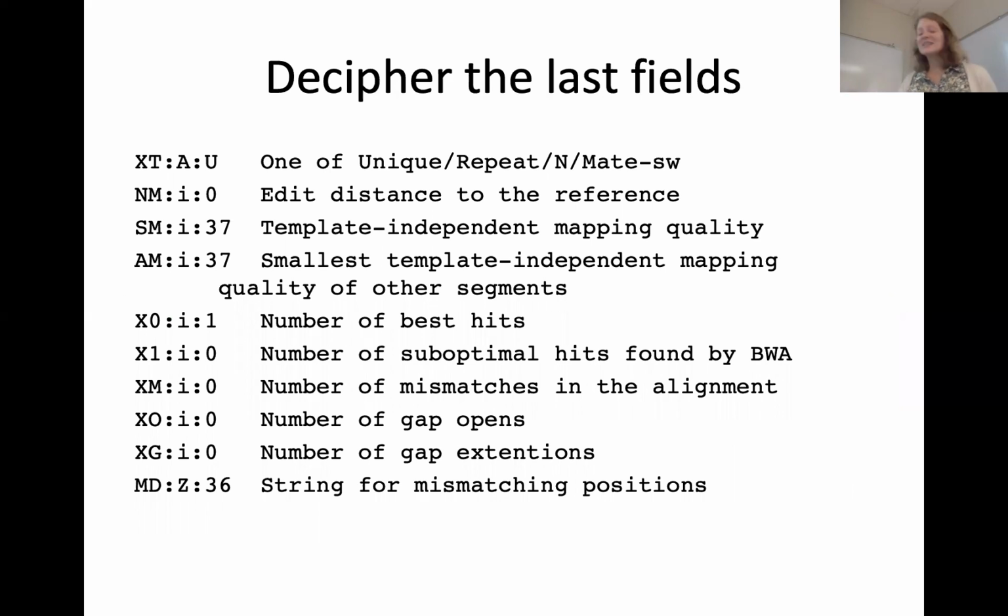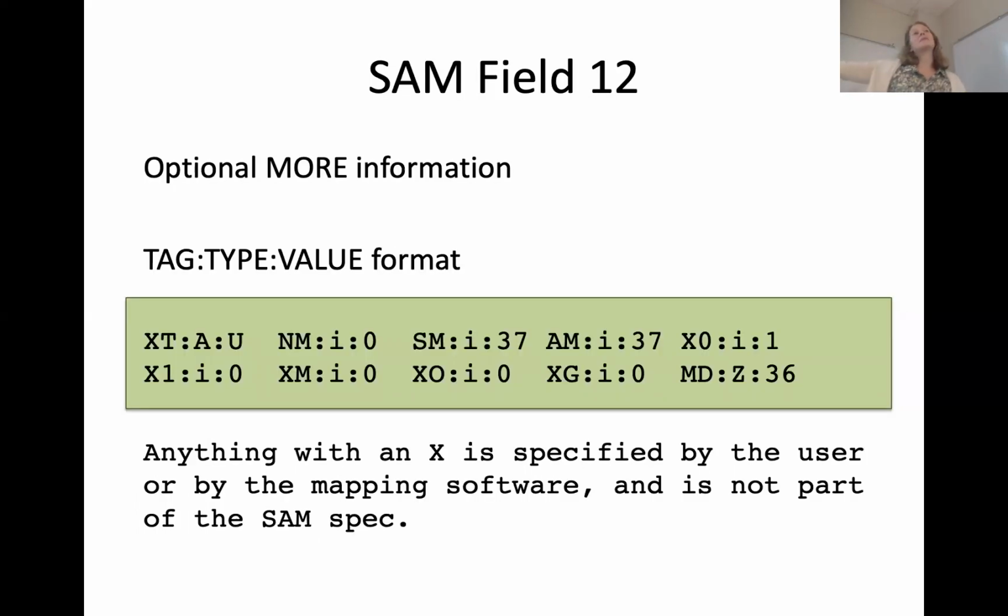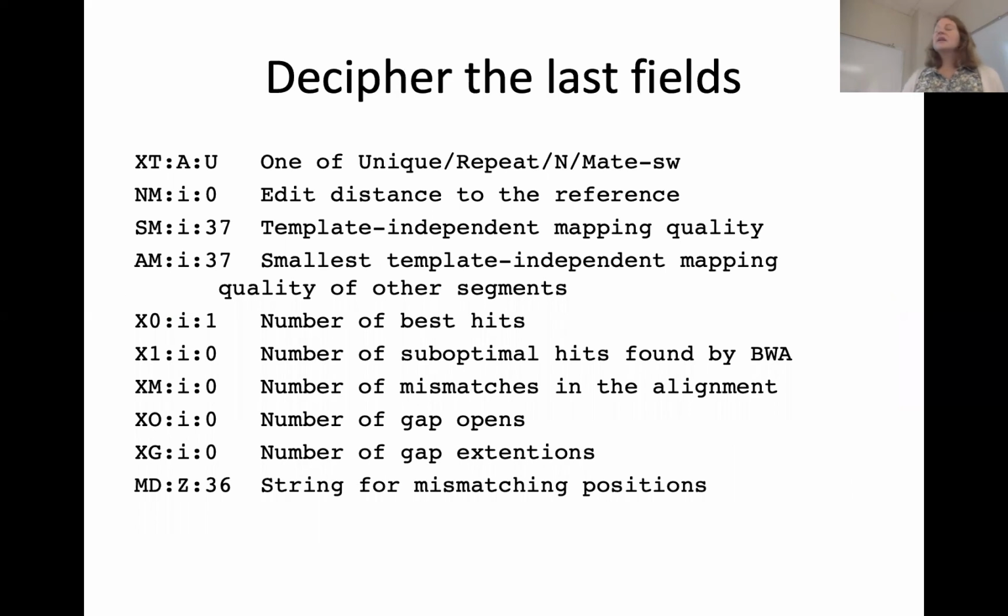All of this varies by the mapping program, so this is not actually going to be in the SAM format specification. If you're trying to figure out what this stuff means, you usually have to go back to your mapping program. But it might have information like the number of best hits that were found for this read, the number of suboptimal hits, the number of gap opens or extensions, edit distance to the reference. All sorts of little pieces of information the mapping program might care about just gets shoved into this last field.